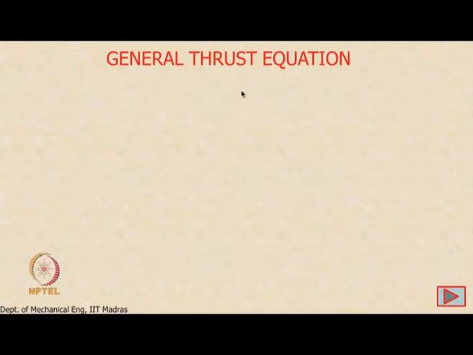The next part that we need to do is develop expressions for thrust. We want to do thrust calculations and thrust specific fuel consumption calculation. So, we start with that. We first derive a general thrust equation.